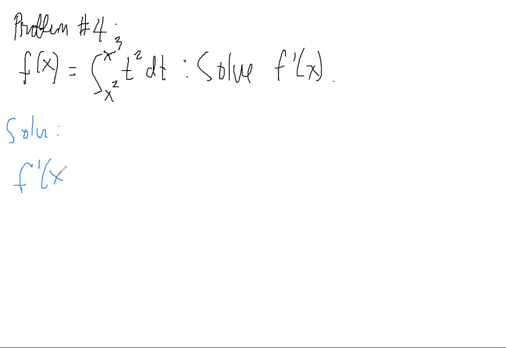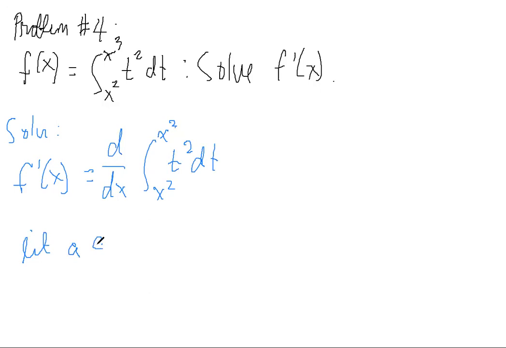f prime of x, or the first derivative of f of x, is equal to the derivative of the integral of t squared with respect to t from x squared to x cubed with respect to x. And since the upper and the lower limits are variables, we need to consider a constant between this interval. So we let a be an element of the closed interval x squared to x cubed.